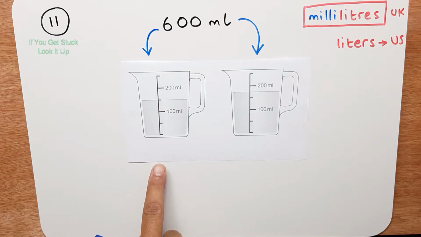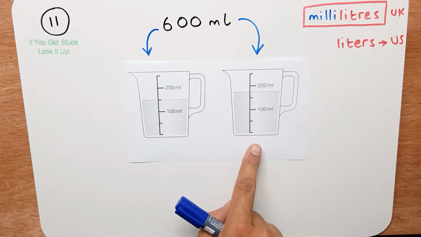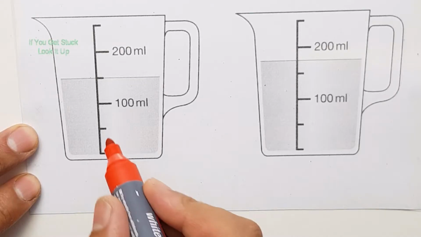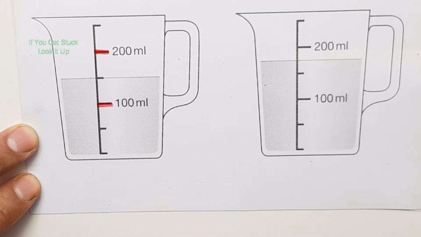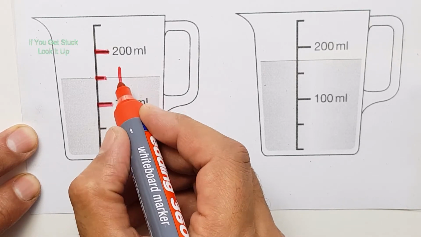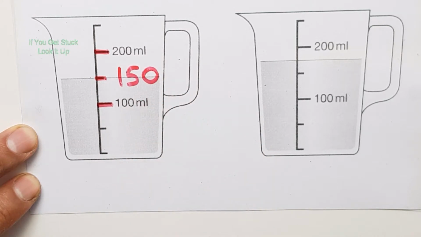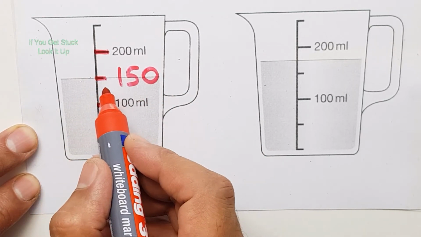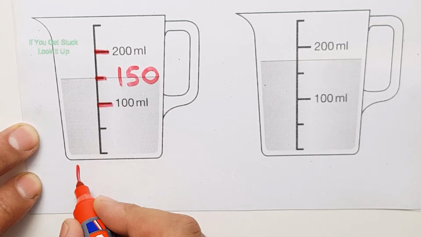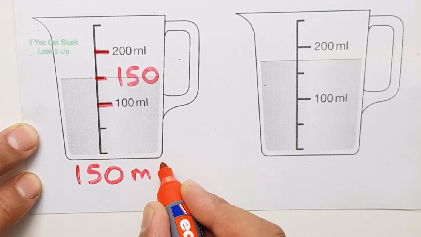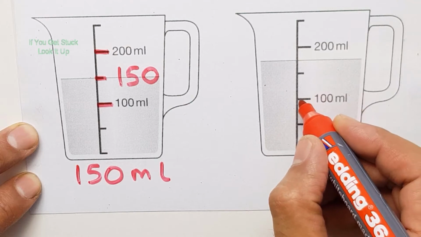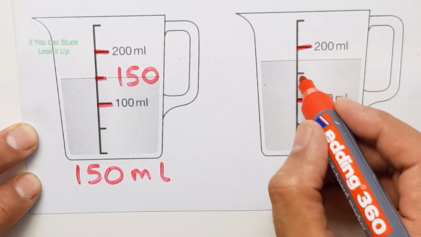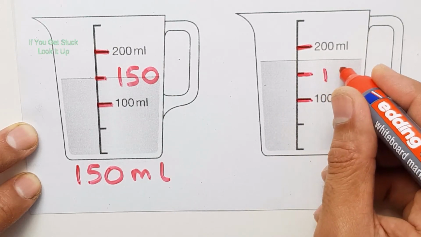So first of all, we need to find out how much water's in here and add them together. Now, if you have a look here, that's 100, that's 200, and halfway between will be 150 milliliters. So Stefan has poured in 150 milliliters into this jug. So let's write that down, 150 milliliters.